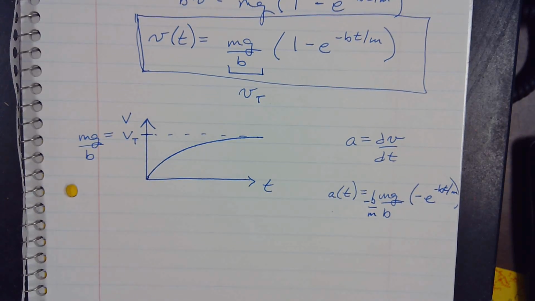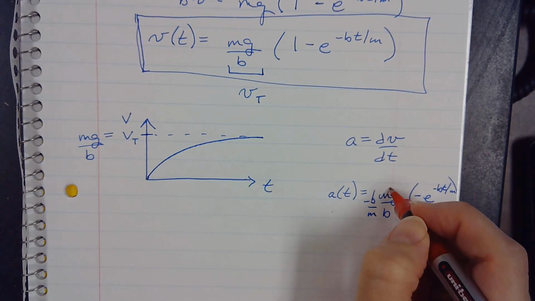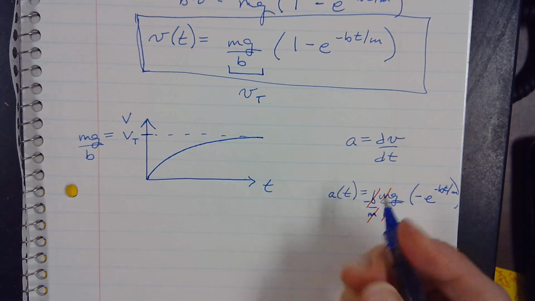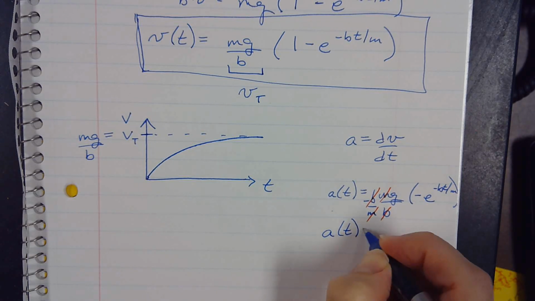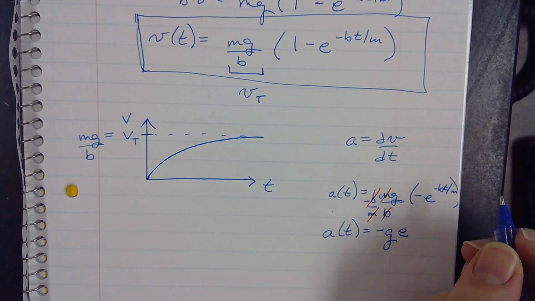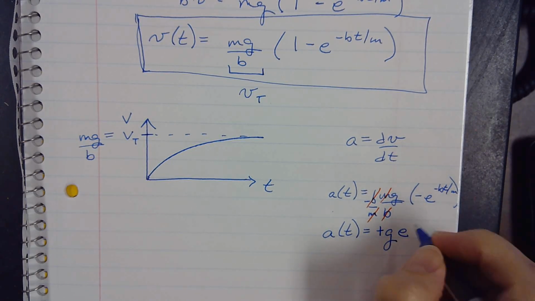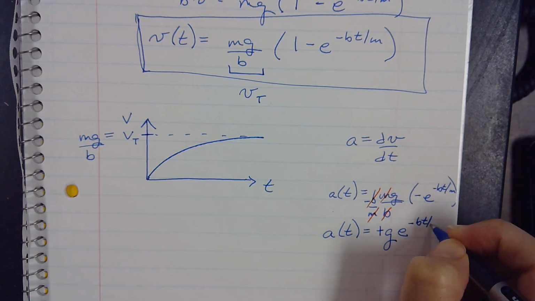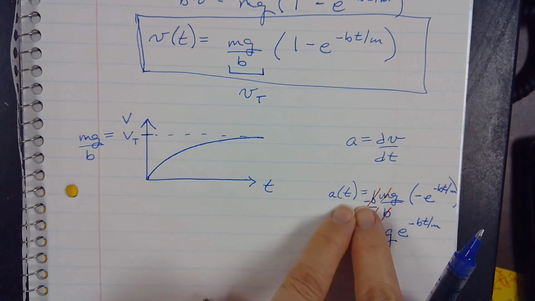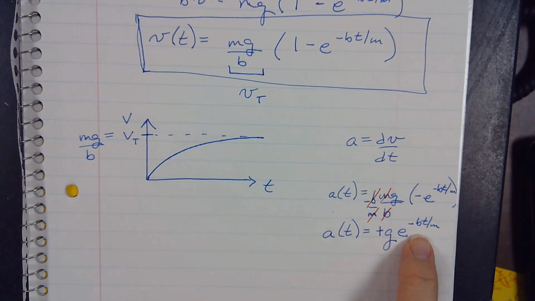Now, I know it's kind of squished, but do you notice m cancels out and b cancels out? And our acceleration function ends up being negative g times e. Oh, I'm sorry, it's positive g times e to the negative bt over m. And that makes sense. Good, yeah, there's a negative in the front and there's that negative.